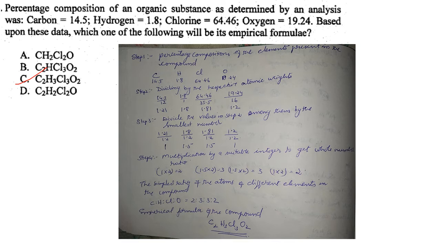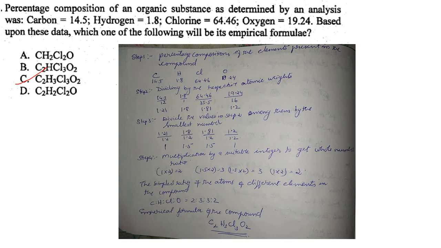Then next one. Percentage composition of an organic substance as determined by analysis was carbon 14.5, hydrogen 1.8, chlorine 64.46, oxygen 19.24. Based upon these data, which one of the following will be its empirical formula? So they have given some organic substance. The percentage composition of its elements, carbon, hydrogen, chlorine and oxygen, are given, and based on this data we are asked to calculate the empirical formula.